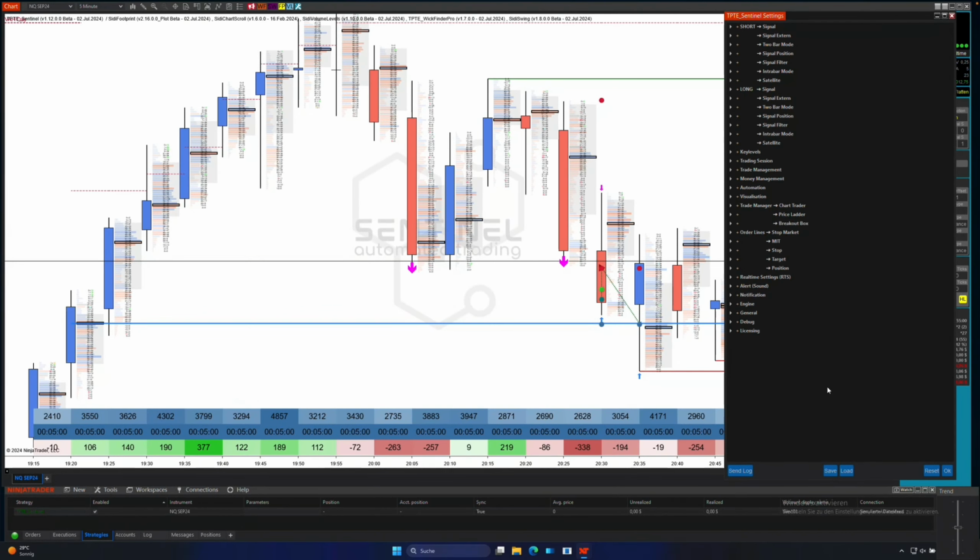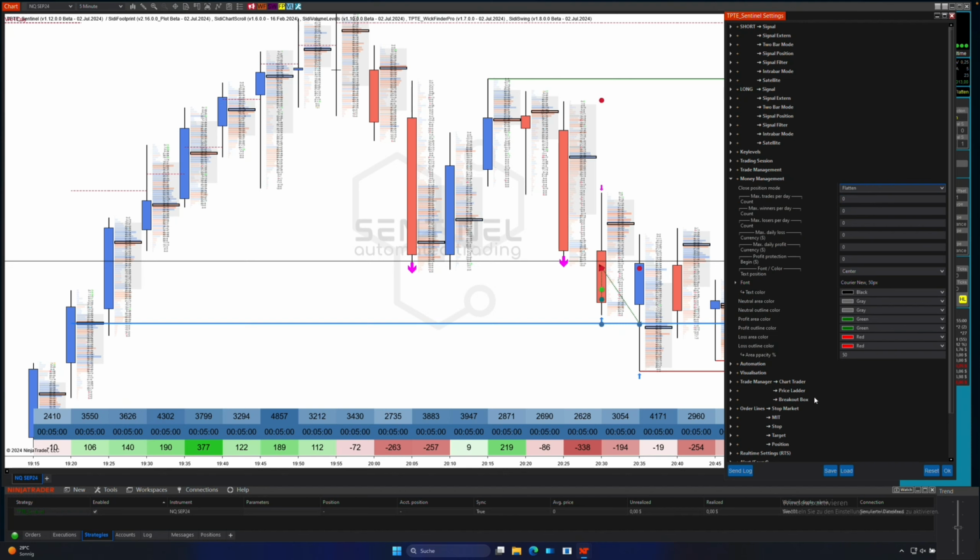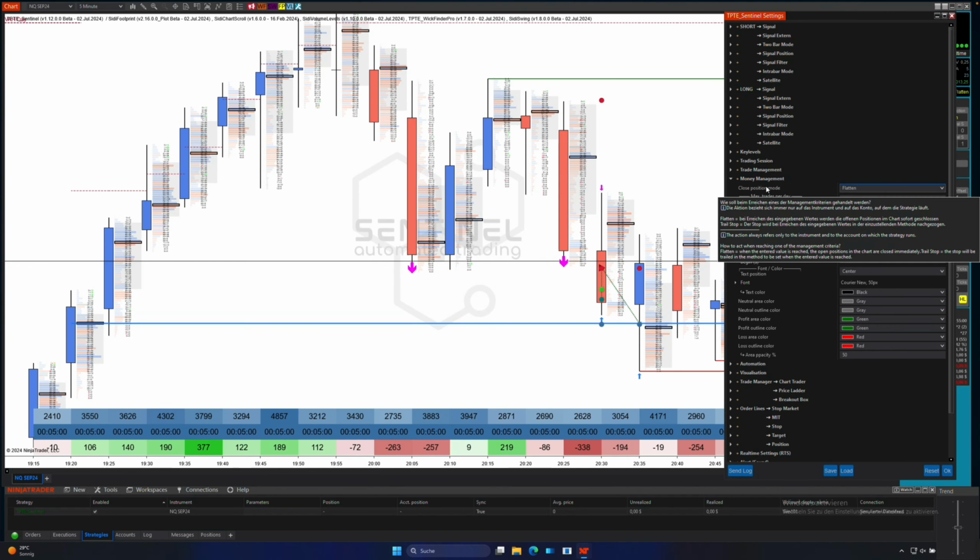In Sentinel, we also have the option to manage our money, for example, our risk management. There is the option Money Management, Close Position Mode, which is normally off, so the function is deactivated. Simply clicking on Flatten here opens the following. I can set various criteria here, after which no more trades are possible. And also, any open positions are closed immediately.